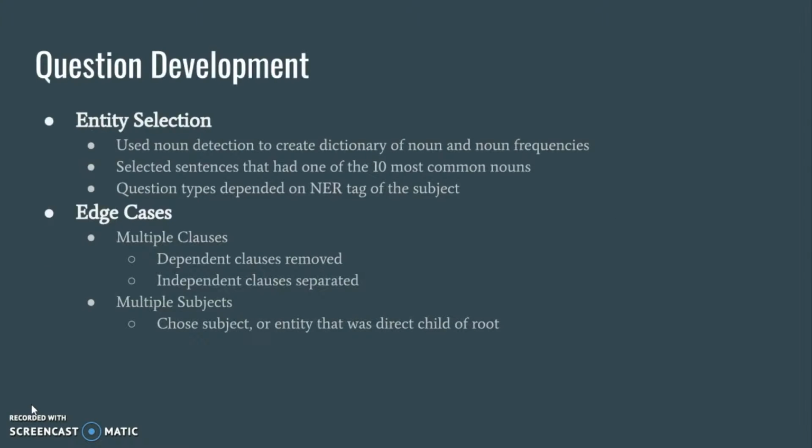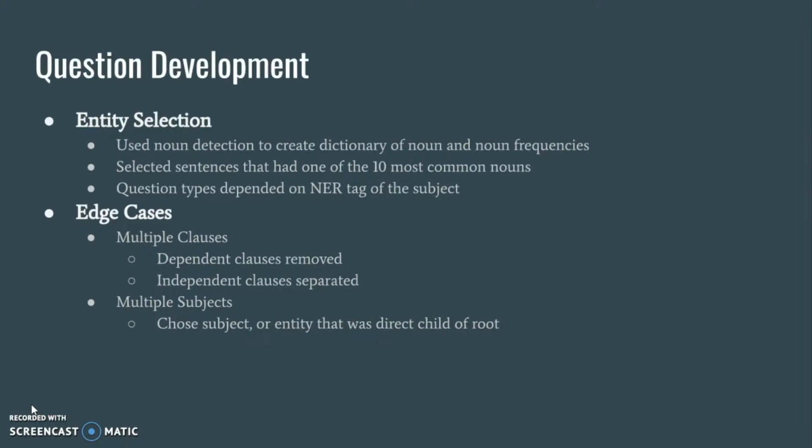So to start off, our question development system was split into two parts. The first one is entity selection, or choosing the subject of the question, and the next one is using the subject in order to create the actual question. For entity selection, we only use sentences that had one of the 10 most frequent nouns. The assumption here is that the more common a noun is in the document, the more important it is to the subject.